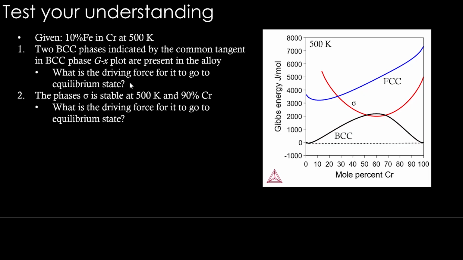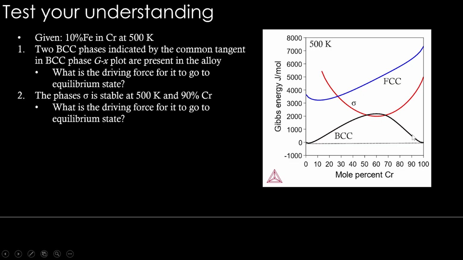Maybe a little confusing, but think about it. This question is intentionally asked like this. The second question: the phase sigma is stable at 500 Kelvin and 90% chromium, same temperature and composition. Now sigma is present. What is the driving force for it to go to equilibrium state? Think about that. Pause. Once you are ready with the answer, you can play and see the answers.